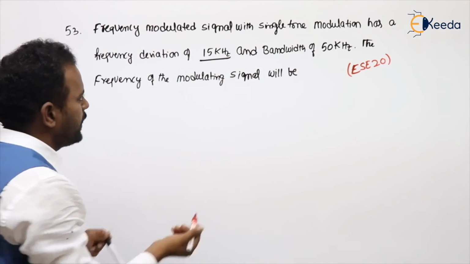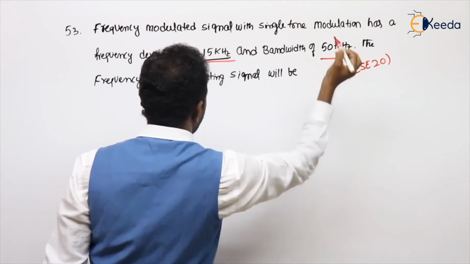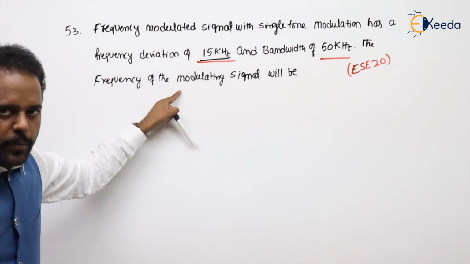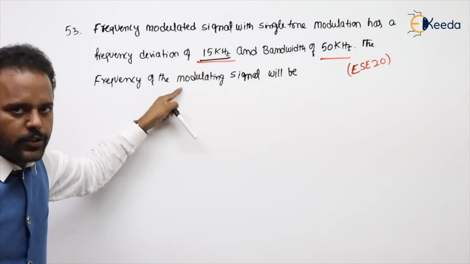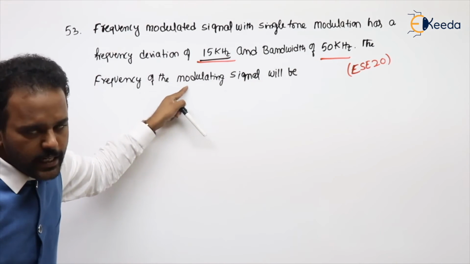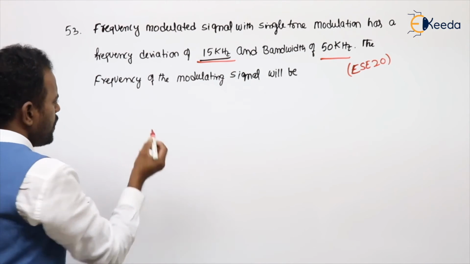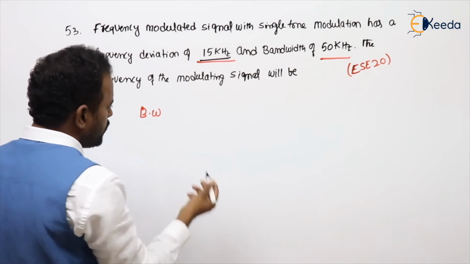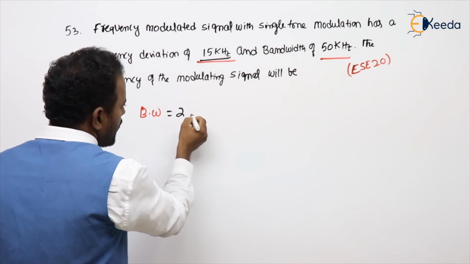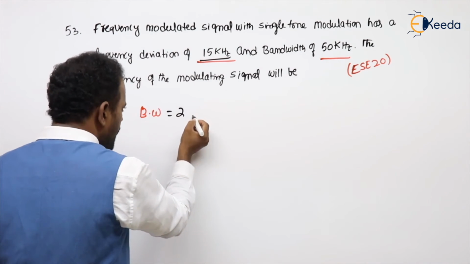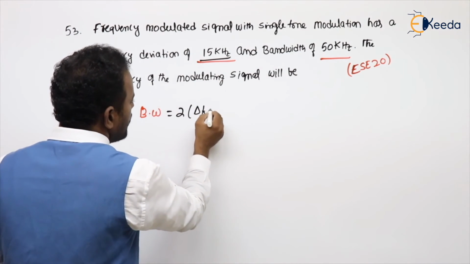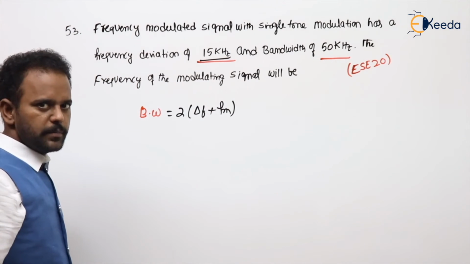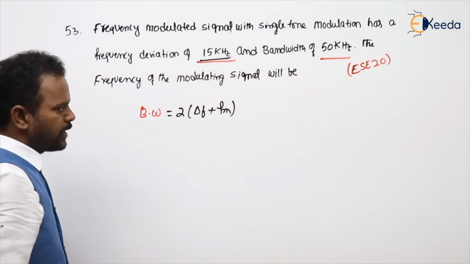Frequency deviation of 15K, bandwidth is 50K. The frequency of the modulating signal will be f_m. Modulating, message, information, intelligence, all are the same. What is the bandwidth formula we have? Bandwidth equals 2 times (beta plus 1) into f_m, as well as 2 times (delta f plus f_m). Also another formula: beta is delta f by f_m, you can multiply.